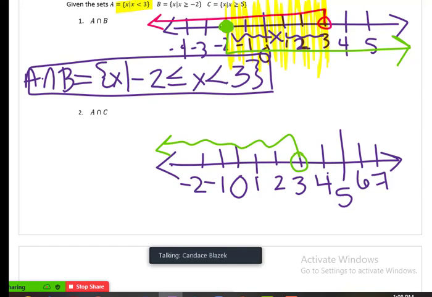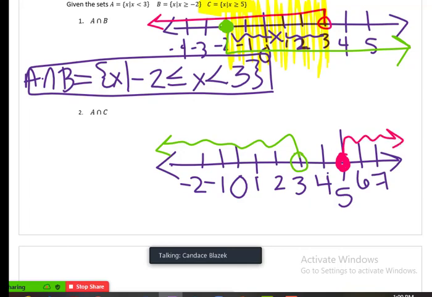And then I'm going to shift my focus, and I'm going to look at C right here. For C, it's all of the values that are greater than or equal to 5. So I have a closed dot because we include 5. And then it's greater than or equal to, so I'm going to go to the right.